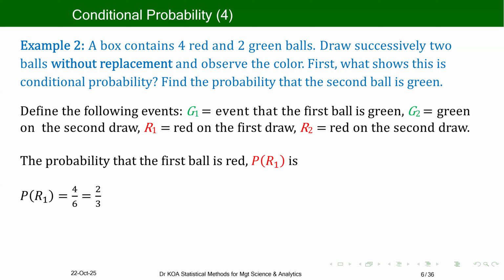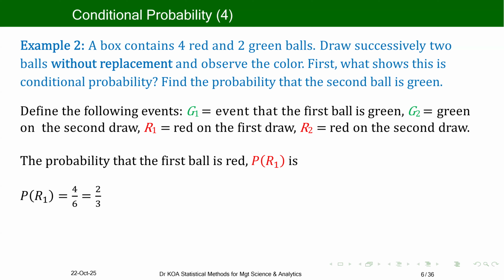So why is this so? Emily, explain quickly. That's because there are 4 red balls and the total number of balls is 6. So the probability of drawing a red ball on the first try is going to be 4/6. Why is it 4?